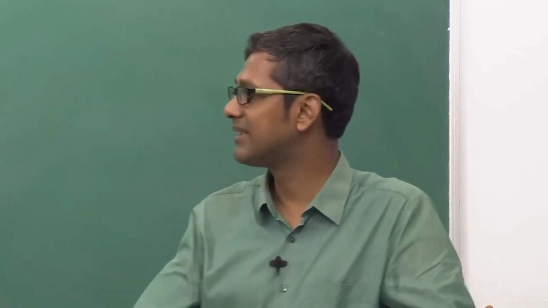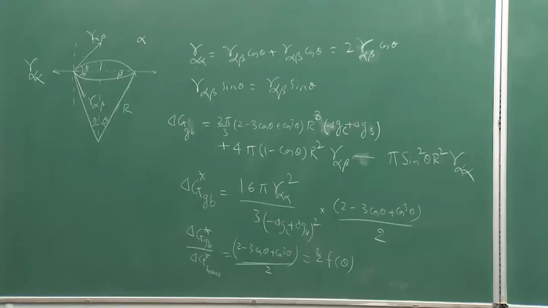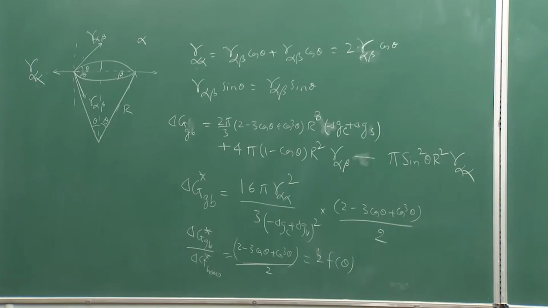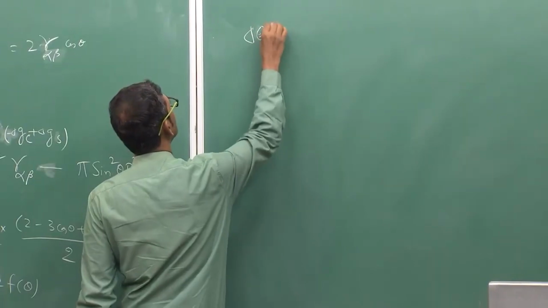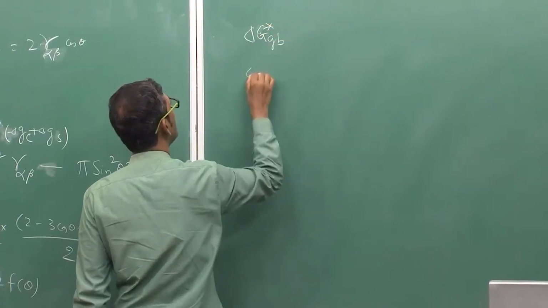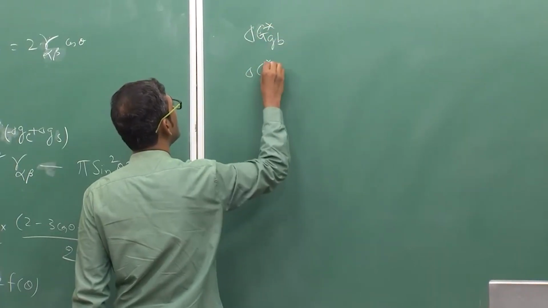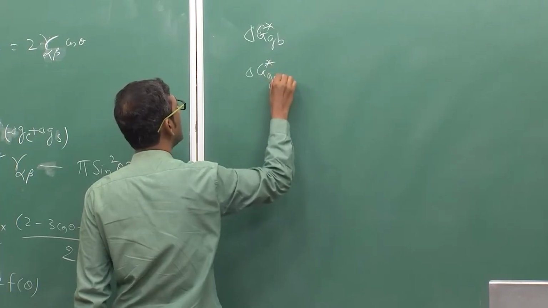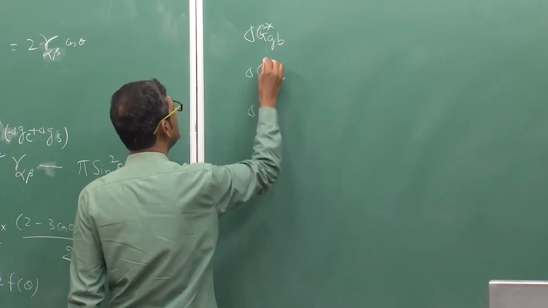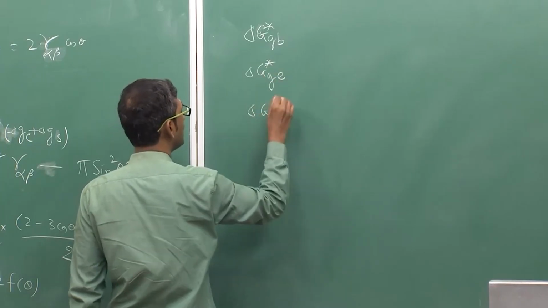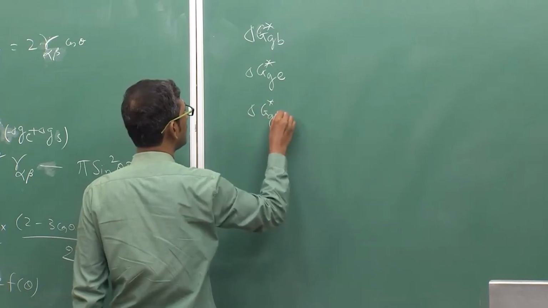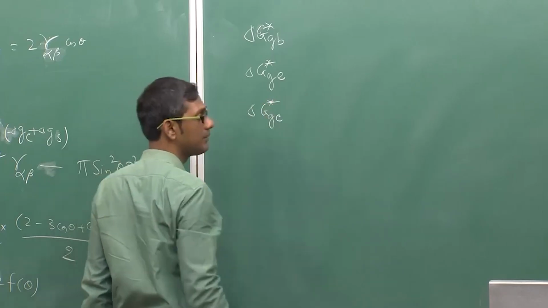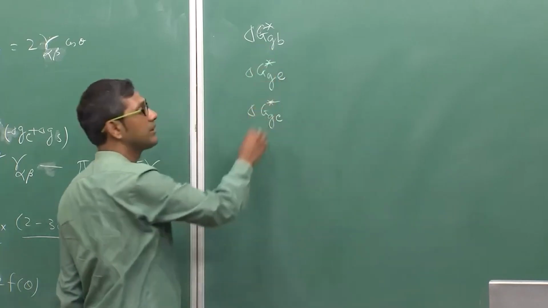So once you do all this maths and get this delta G for the grain boundary, basically you can get all these values. You can get delta G B star, you can get delta G grain edge star and delta G corner star. 3 values for this critical barrier.